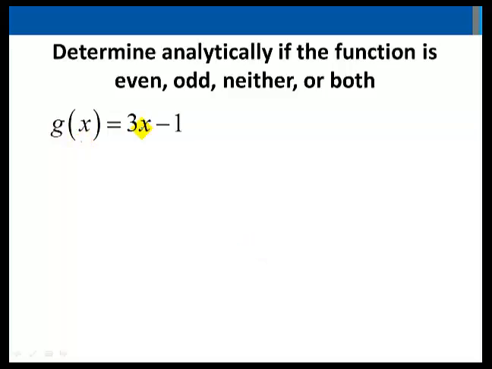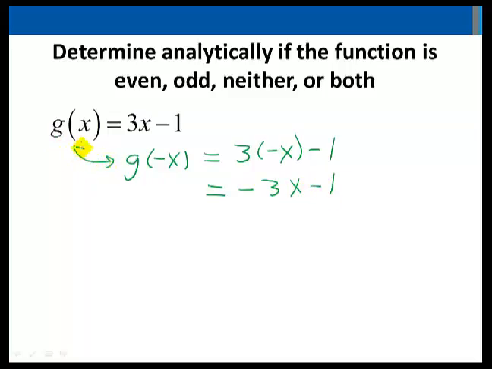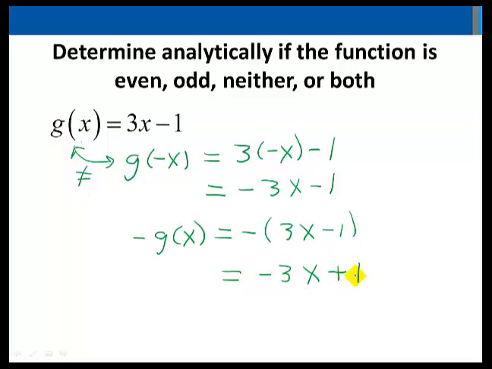Next, we'll look at g of x equals 3x minus 1 and begin by finding g of negative x. We'll replace x with negative x and simplify. G of negative x is equal to negative 3x minus 1. And so g of negative x is not equal to g of x. We'll go to the next step, which would be to find negative g of x. To find negative g of x, I simply distribute a negative through 3x minus 1, resulting in negative 3x plus 1 when simplified. And here you can see that g of negative x is not equal to negative g of x. And so in fact, this function is neither even nor odd.